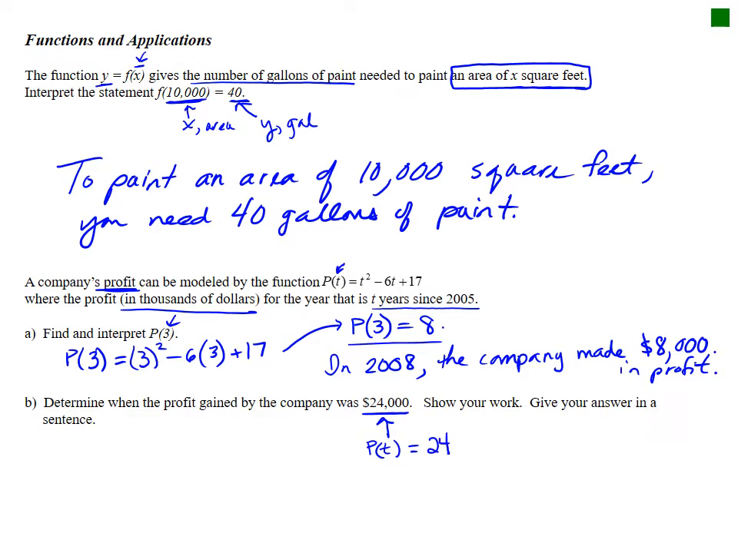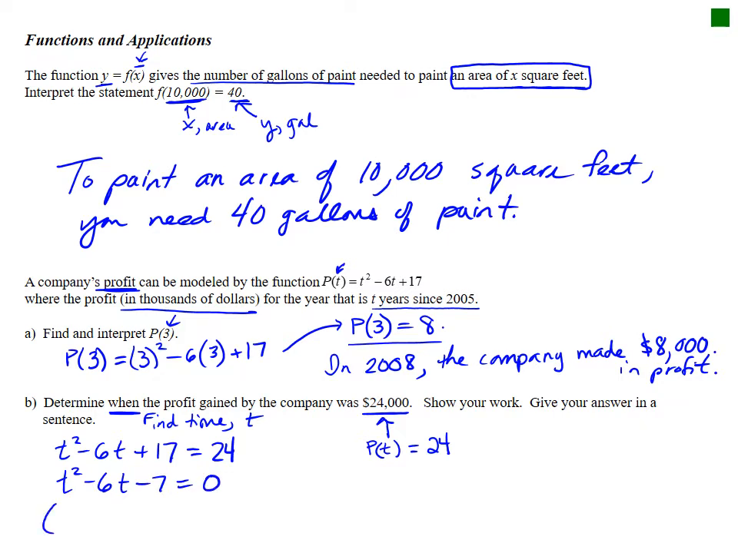So let's go ahead and write our equation out. T squared minus 6t plus 17 equals 24. So when, I need to find the time. So we're going to solve for t in this equation. This is a quadratic equation because of the t squared, so we're going to subtract the 24 from both sides. 17 minus 24 would be negative 7.